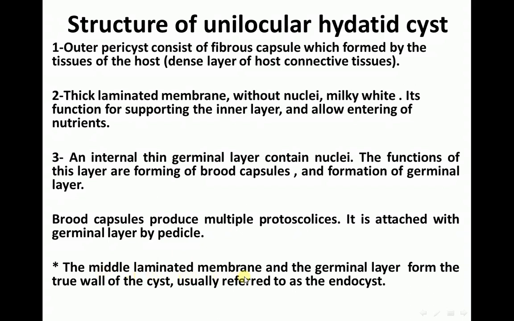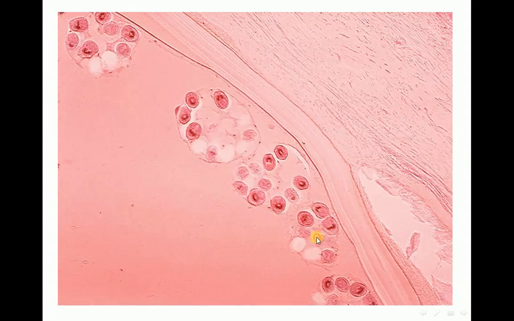The middle laminated membrane and the germinal layer form the true wall of the cyst, usually referred to as the endocyst. فإذا الإندوسيست متكونة من الميدل laminated membrane and germinal layer. هذه الفايبروس كابسول إلى الخارج والتي تدعى بالبيريسيست، ثم تأتي طبقة laminated membrane without nuclei، بعدها إلى الداخل تأتي الجيرمينال layer والتي تقوم بتكوين البرود كابسول بالإضافة إلى تكوين laminated membrane.